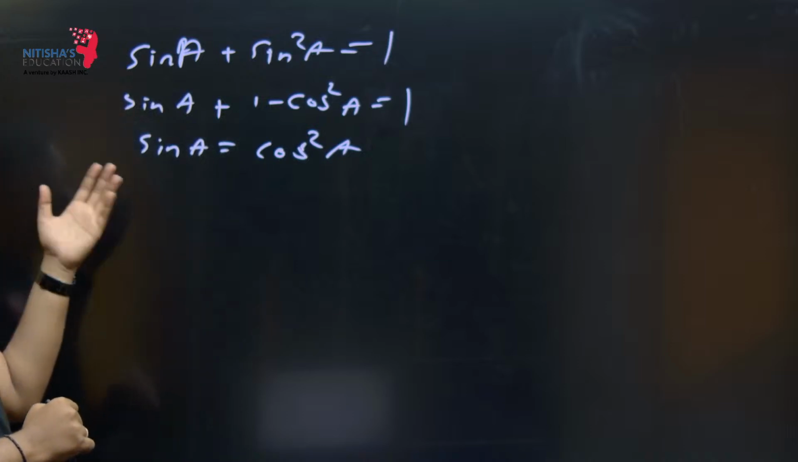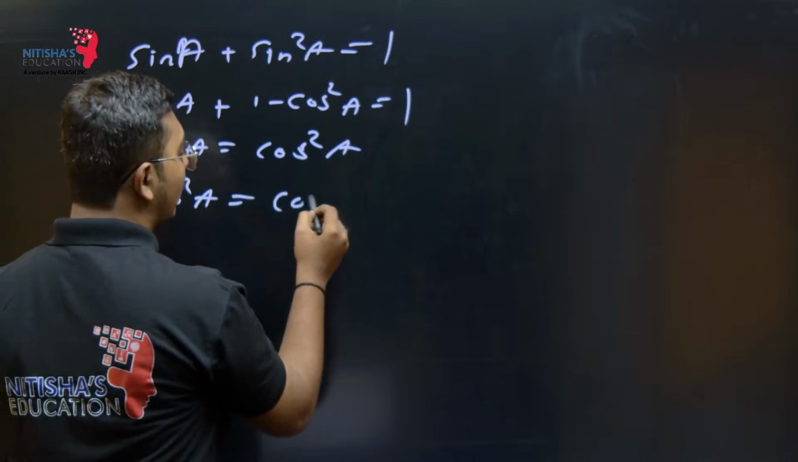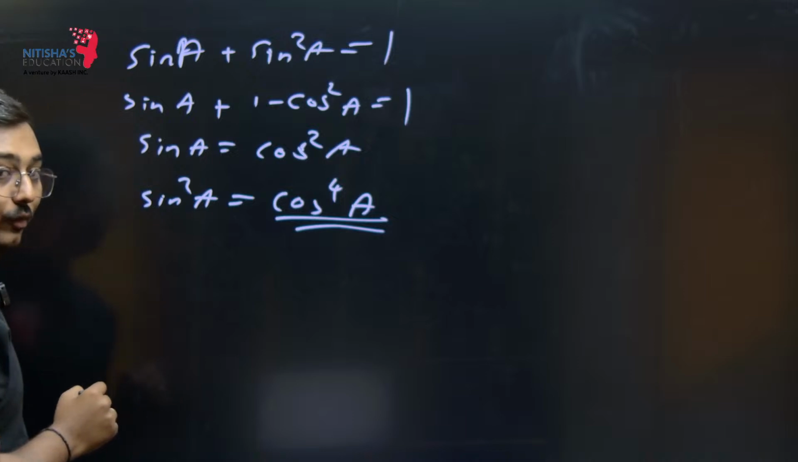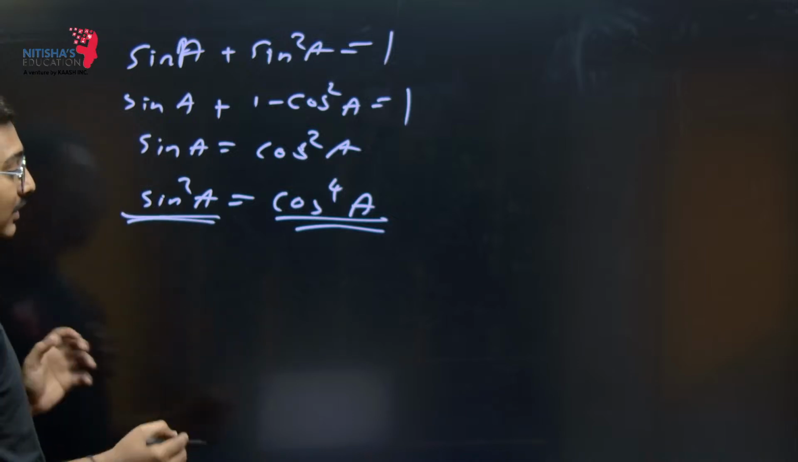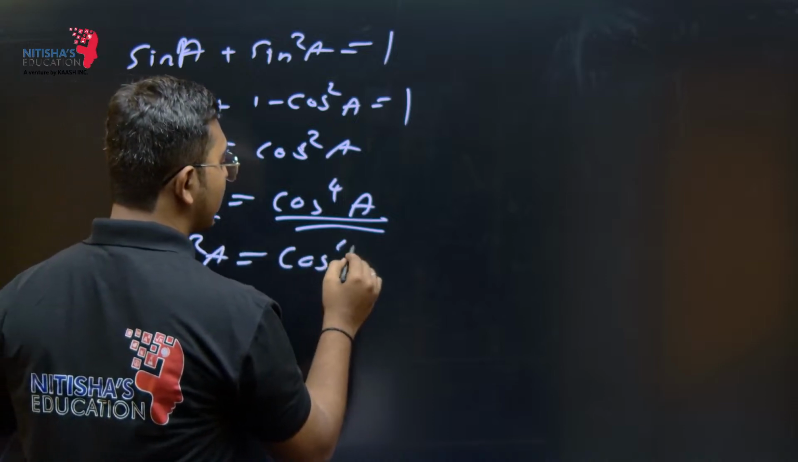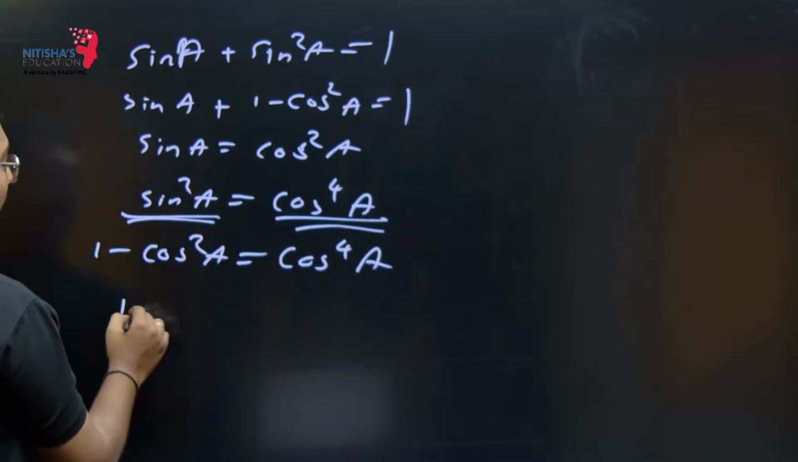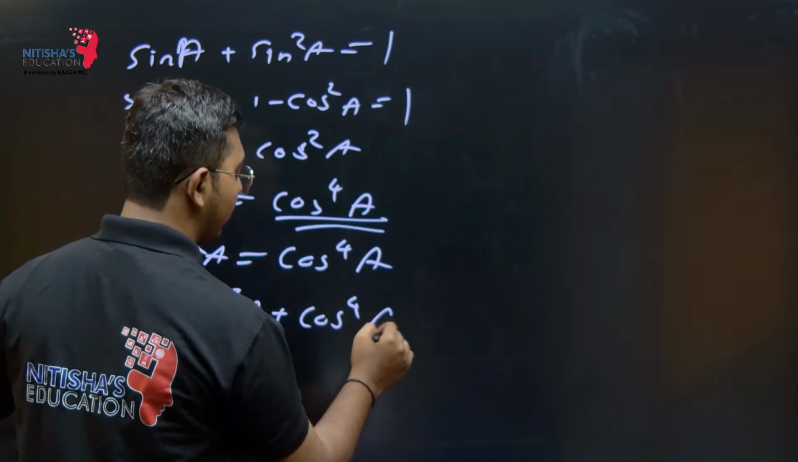Now, again squaring both sides, sin square A is equal to cos raised to 4A. That will provide you the fourth power of cos. Now sin square A can again be written as 1 minus cos square A, which is cos raised to 4A. So taking cos square A to the right-hand side, 1 is equal to cos square A plus cos raised to 4A.